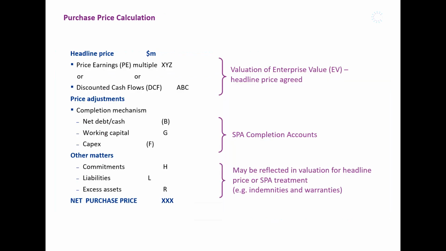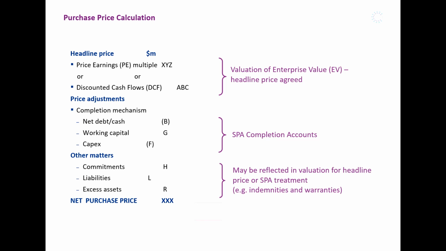So the first number we're starting off with is $100 million, and we'll of course check that with a DCF analysis, which we'll cover later in the course, how to actually do modeling, etc. So we've got our 100 million headline price. Is that the final amount we pay? No, because typically what we'll do is we'll go through and adjust for, in the completion mechanism, net debt and cash, and potentially any working capital adjustment or Capex.